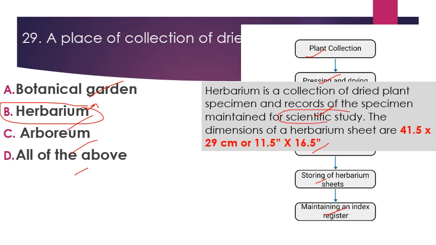The dimensions of a herbarium sheet are approximately 42 into 29 centimeters, that is 42 centimeters in length and 29 centimeters in width. If we talk about these dimensions in inches, it is 11.5 into 16.5 inches, meaning 11.5 inches in width and 16.5 inches in length. So these are the dimensions of this herbarium sheet.